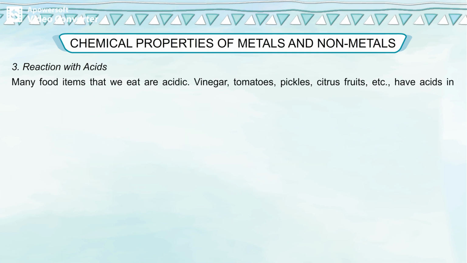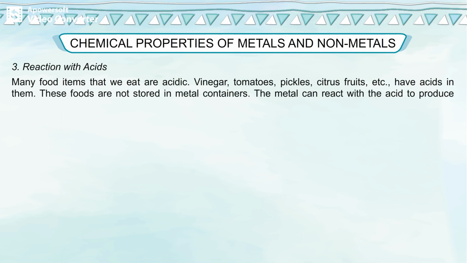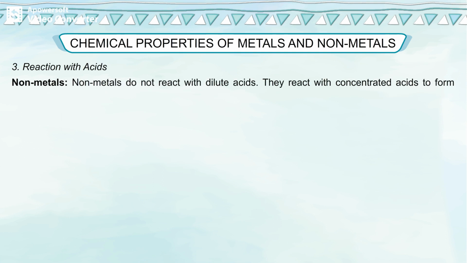Many food items that we eat are acidic. Vinegar, tomatoes, pickles, citrus fruits, etc. have acids in them. These foods are not stored in metal containers. The metal can react with the acid to produce toxic compounds, harmful for us. Non-metals. Non-metals do not react with dilute acids. They react with concentrated acids to form complex products, about which you will learn in the higher classes.